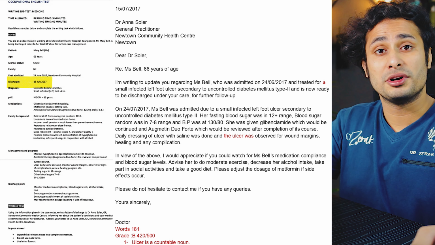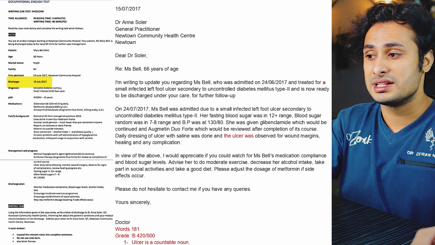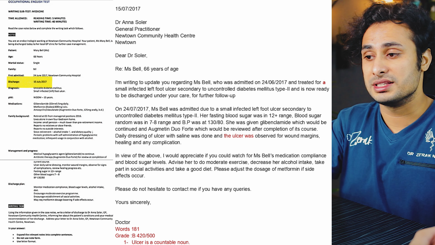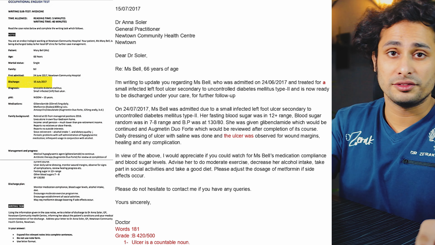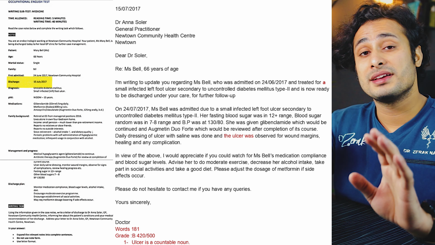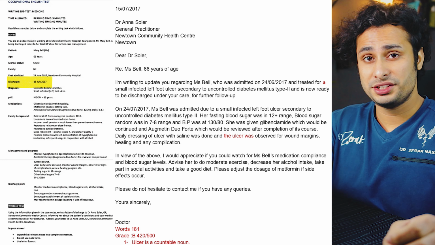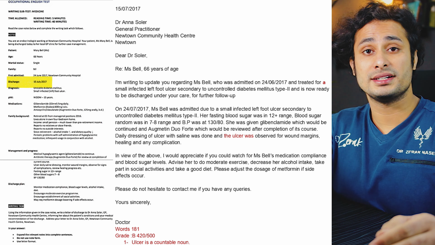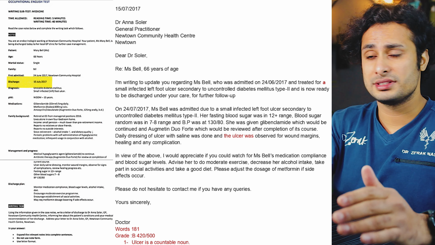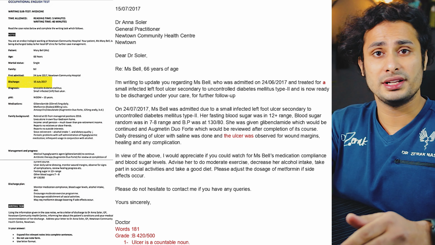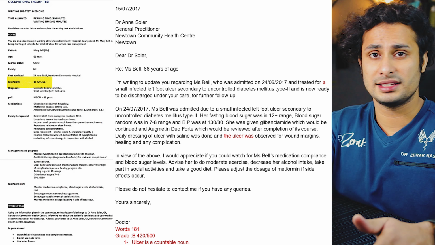Next we will write a line about the nursing management, and we mention: daily dressing of the ulcer with saline was done and the ulcer was observed for wound margins, healing and any complication. So this line signifies the nursing management of the patient. As you can see in this paragraph, we have successfully constructed how the patient presented in the hospital, followed by the examination, what the blood pressure and all of the different parameters were at that time. After that, we wrote a line about the initial management in the hospital that includes the medications and antibiotics, followed by a brief explanation of the nursing management that includes the saline dressing and all of that.